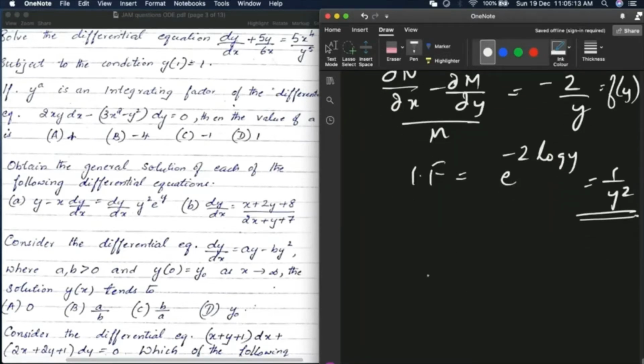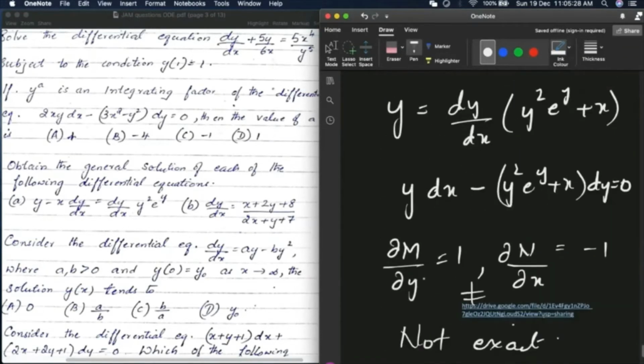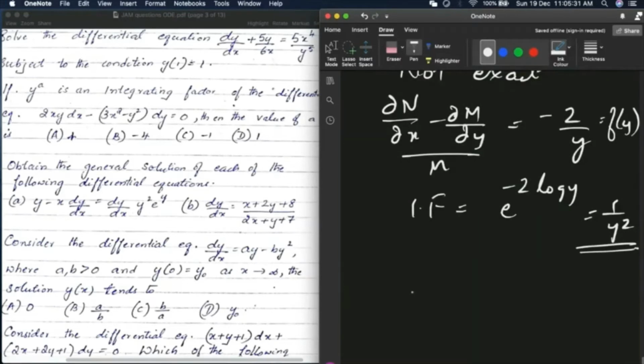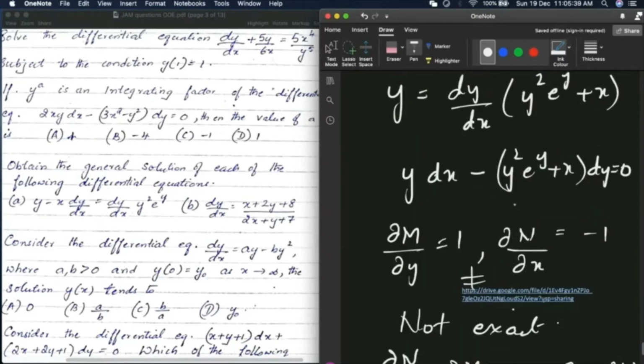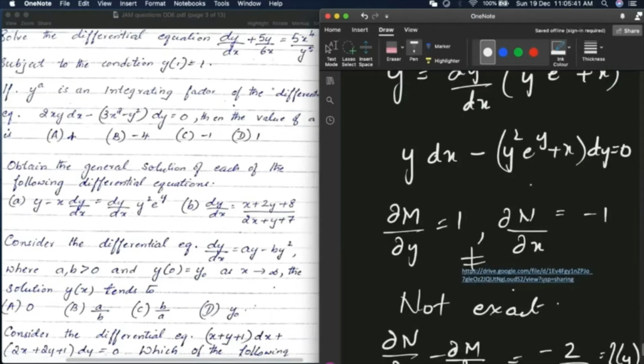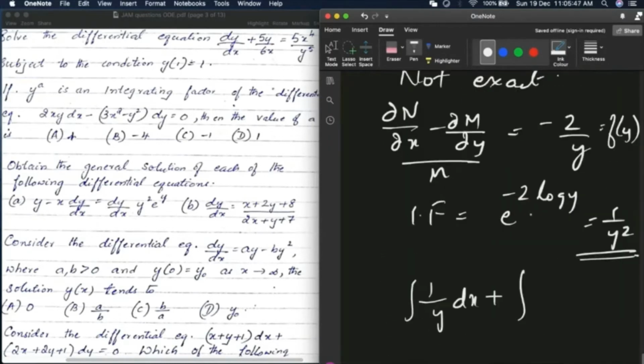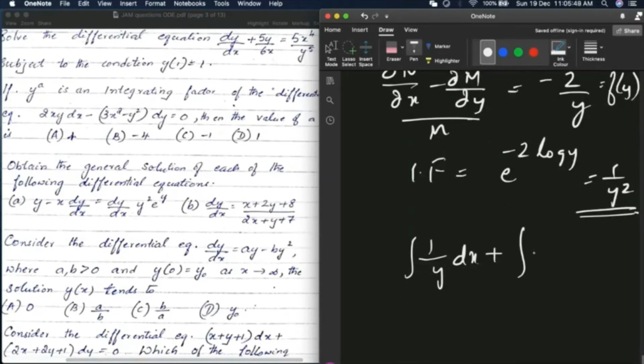What's the solution that you're getting? Your M becomes 1 by y then. You're multiplying by 1 by y square, and you have to consider only the terms independent of x. Only this you will consider. So integral y dy, e raised to y. So there's a minus.